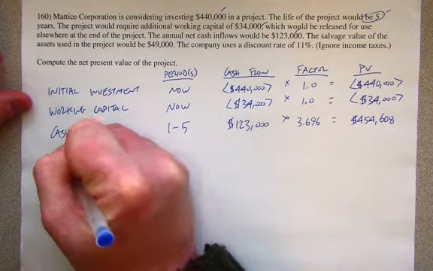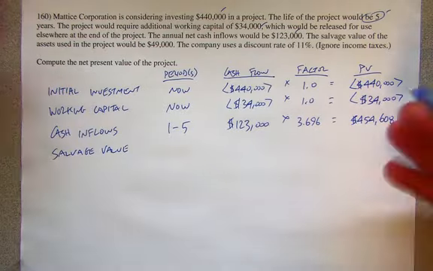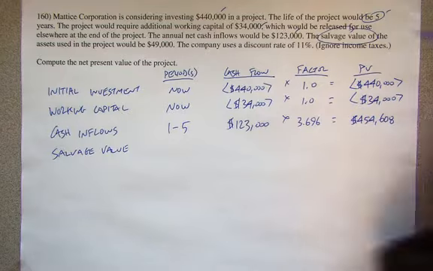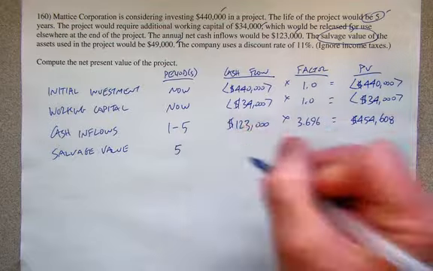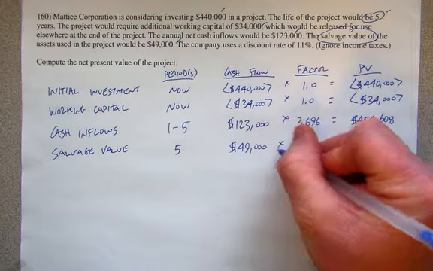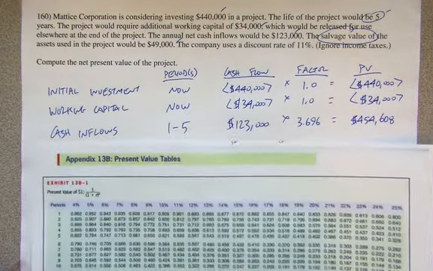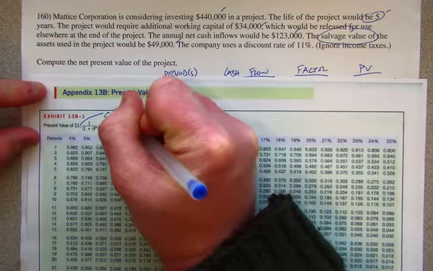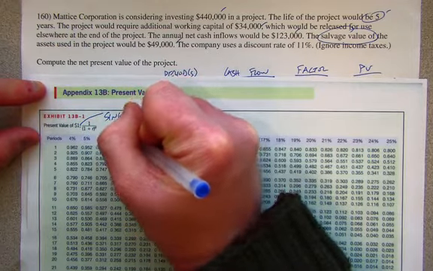We have the salvage value. This machinery or this equipment that we've purchased for $440,000 is supposed to have a salvage value of $49,000 at the end of the project. So 5 years from now, we estimate that there will be a one-time cash injection of $49,000. Obviously, it's just an estimate, but we have to work with what we have available. This is where we need the present value table for a single sum, a single dollar amount.